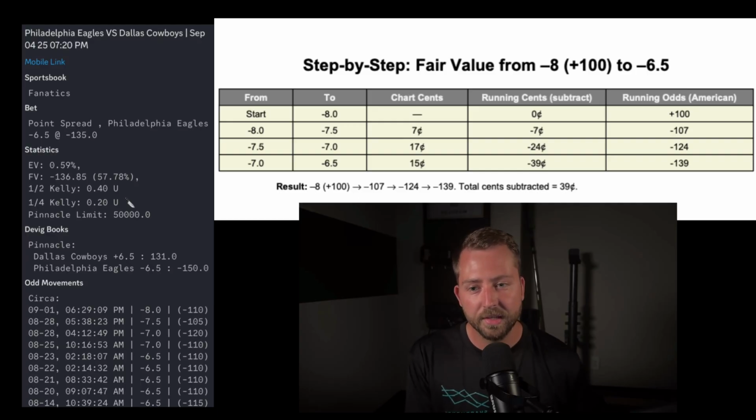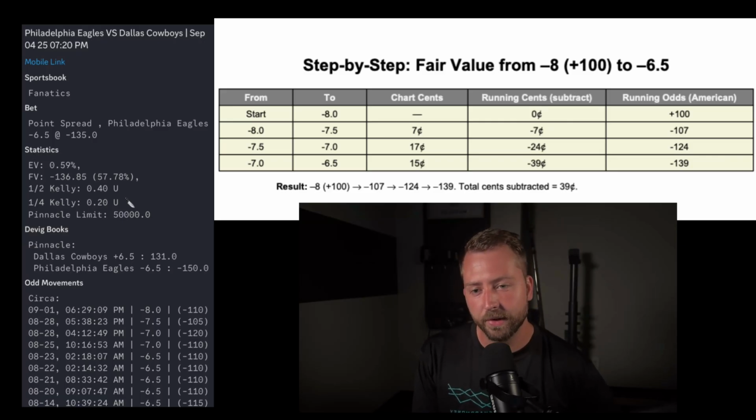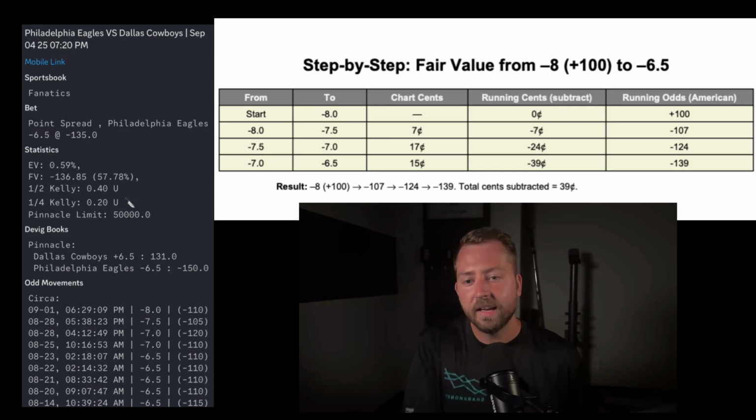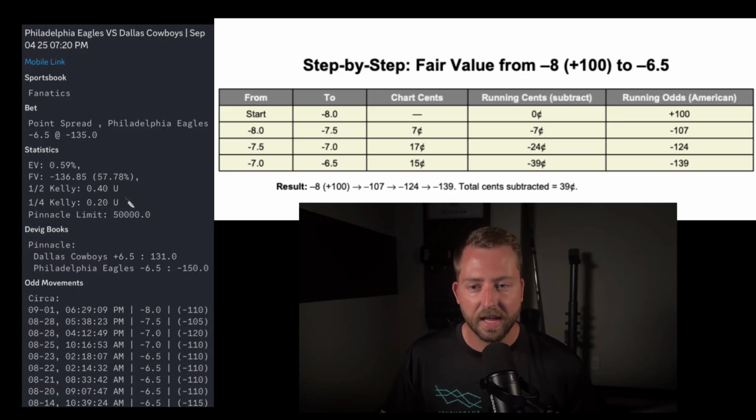The other thing too is the movement of the market is just beautiful in this play. I mean, we have Circa moving through key numbers, which is just showing so much action on the Eagles. This is the side you want to be on. We have value to the Pinnacle line, and also we just created an alternate Circa line ourselves to determine the value, which we also have value to that. So this is a perfect example of what I would call a slam dunk play.